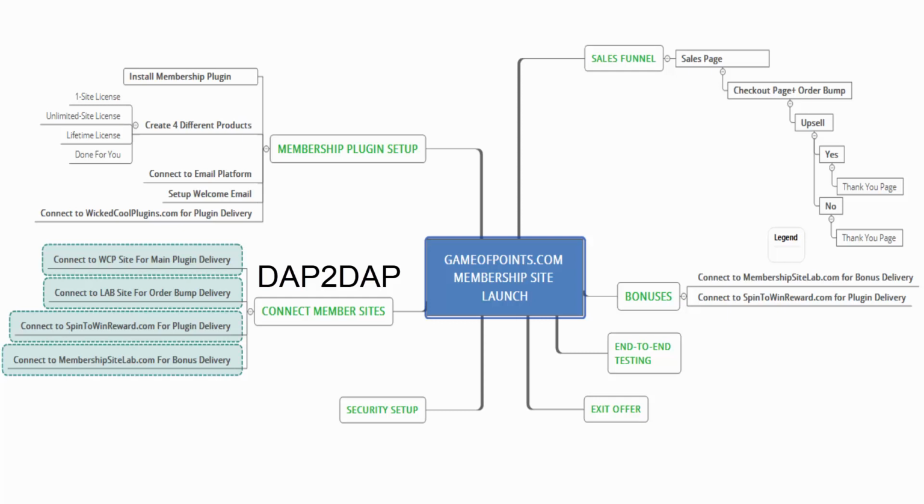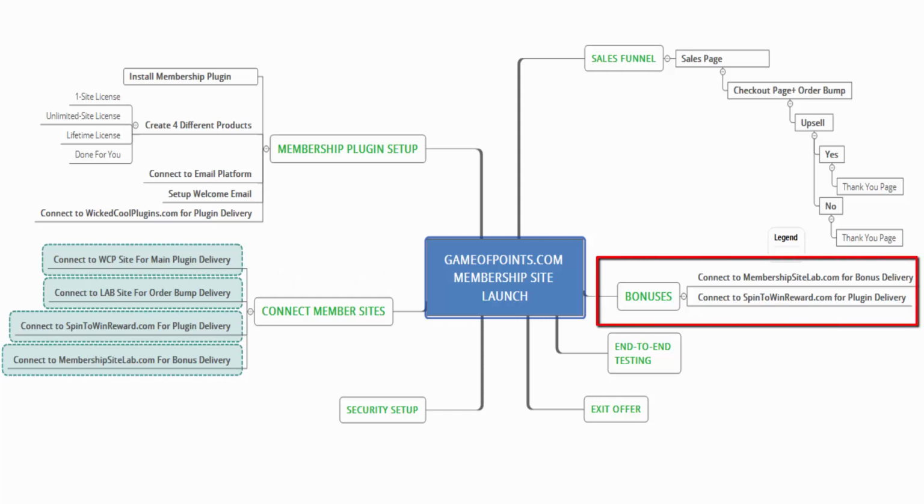But that's not it. As part of this launch, my plan was to give away 9 bonuses, not 1, not 2, but 9 different bonuses. And many of those bonuses were from my courses site, from my membership site lab site. So many of the bonuses were from that site, and some of the bonuses were from a different plugin site. So I had this whole thing going where I had the sales site, and I had to connect the sales site to 3 different membership sites to deliver the content. So I had not done any of that.